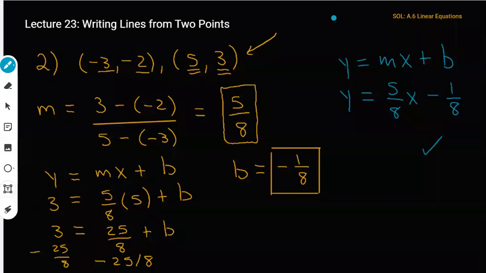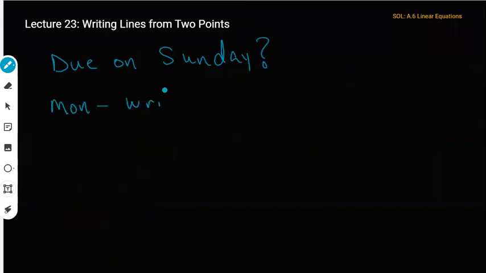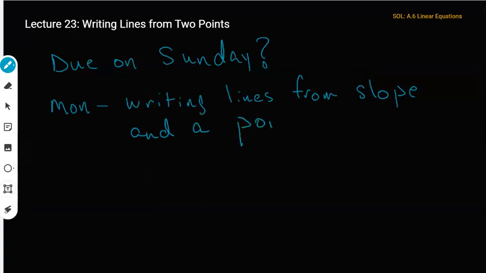So now go ahead and try the last problem on the classwork. What's going to be due on Sunday? Let's talk about it. Your assignment from Monday, which was writing lines from a slope and a point. And today's classwork, Wednesday, writing lines from 2 points.